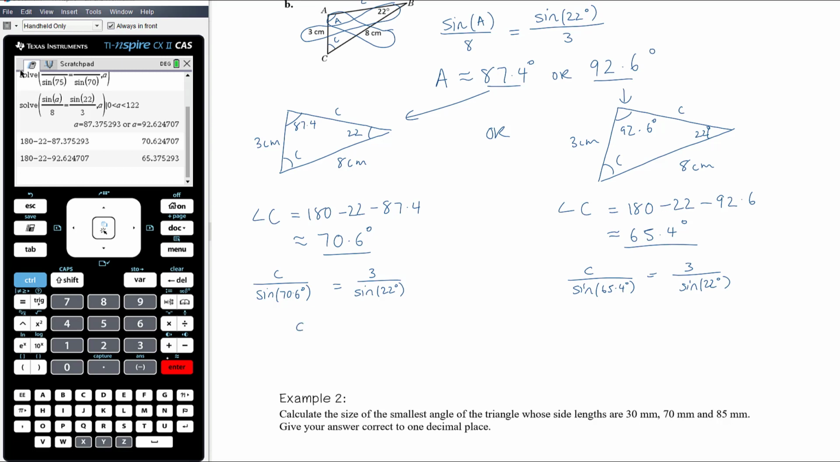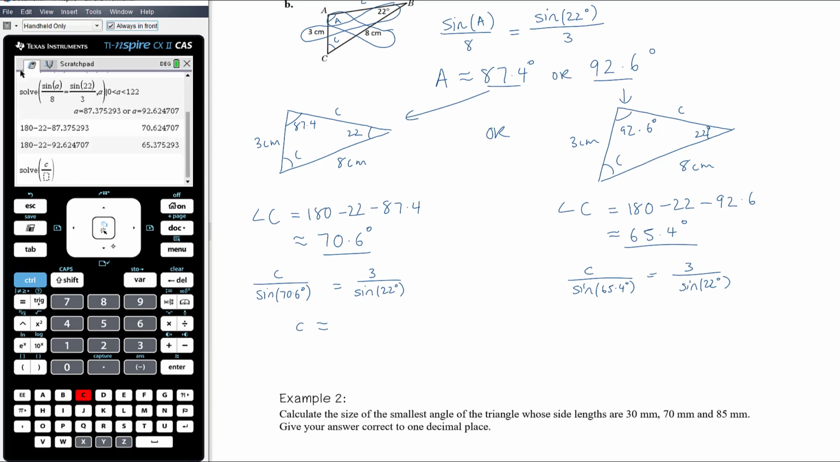Okay, so let's have a look at both of these. In this one, solving, control divide, C over sine of, and again I'm just going to type in a few extra decimal places there, 70 point... oh, I can just go up and copy that, sorry. I'll have problems here. Now this is a bit of a CAS technique.